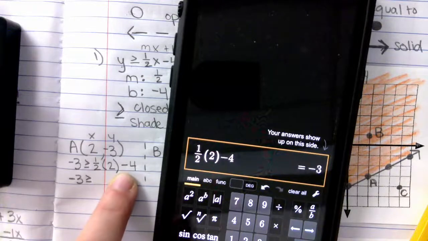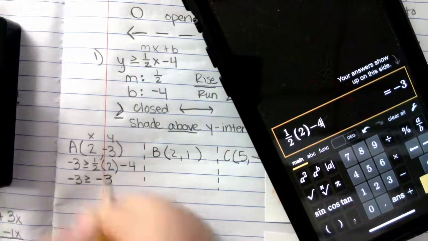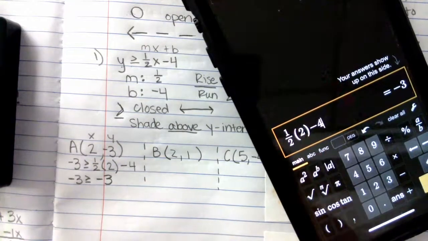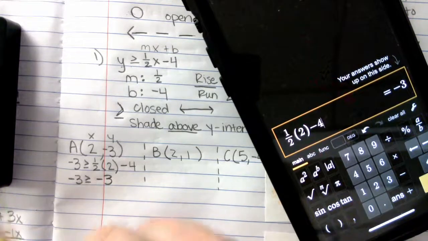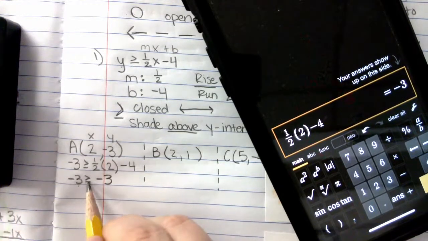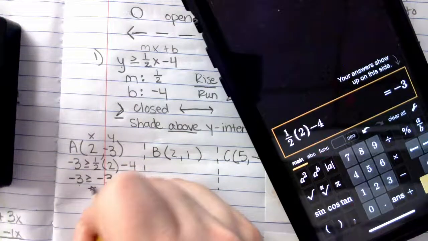Is that true or is that false? Is negative 3 greater than or equal to negative 3? Yep, it works. So I'm going to put a little star next to A saying, yep, it worked. I'm going to do that on my graph. You can put a smiley face there or a little heart being like, woo, we love A.